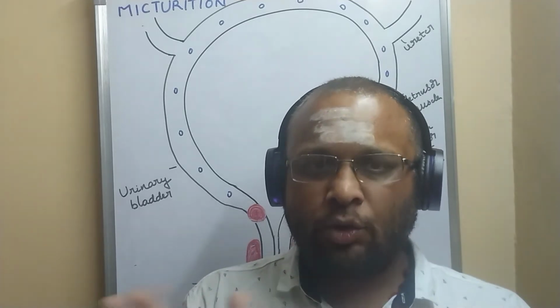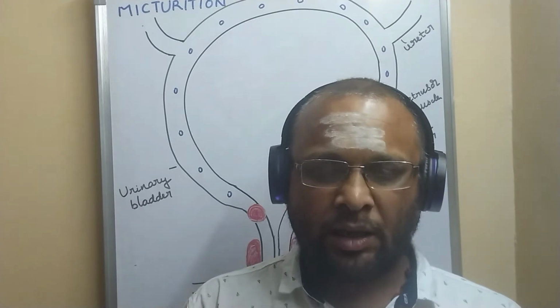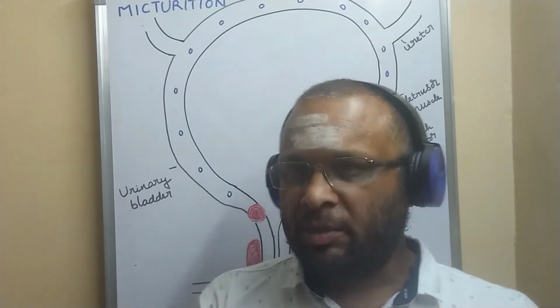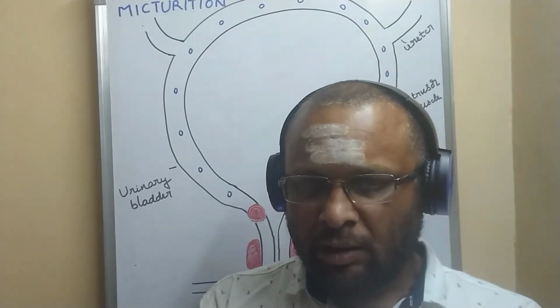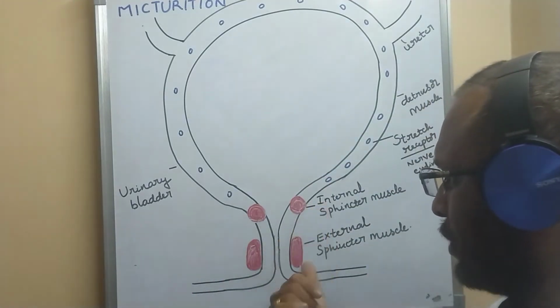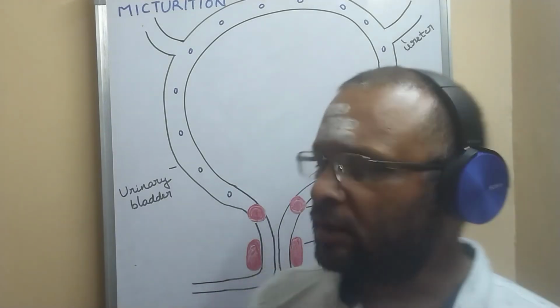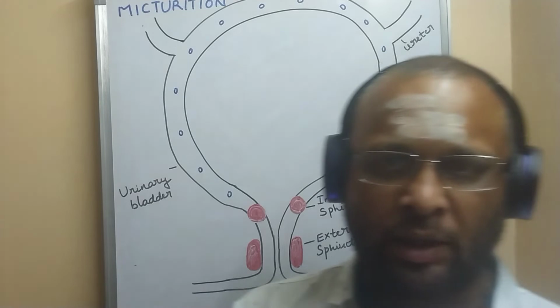If the doors are open, the urine passes out of the urethra from the urinary bladder. If the doors are closed, that means the muscles are closed, and automatically there is no passage of urine, and urine will be retained in the urinary bladder only.